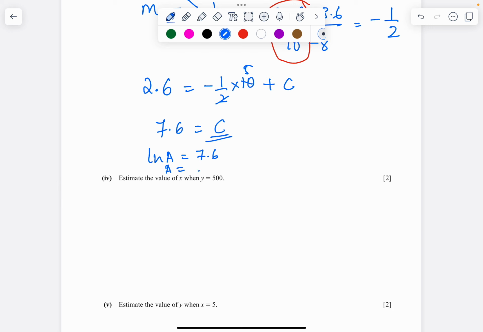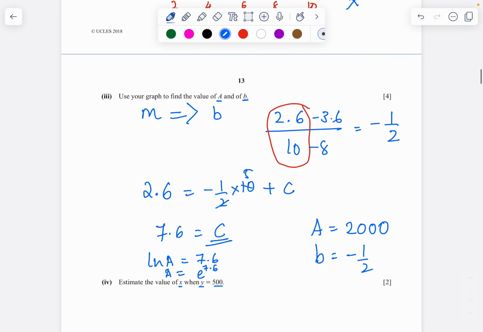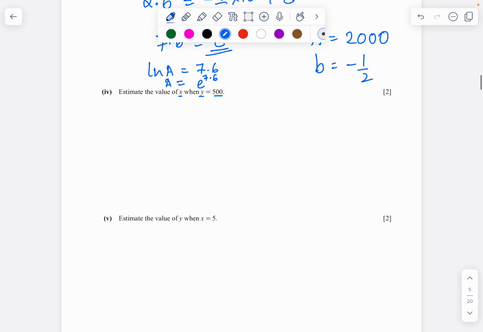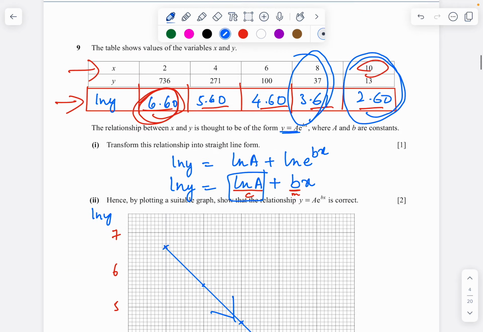A is going to be e to the power of 7.6. So we will write it to 3 significant figures. If you put it in the calculator, A is about 2000 to 3 significant figures and B is negative 1 over 2. Estimate the value of x when y equals 500. Since we already have the values of a and b, I will use the formula given in the question. So 500 equals e to the power of 7.6, since ln a was 7.6, times e to the power of negative 0.5x. You know what I'm talking about? I'm using this formula.